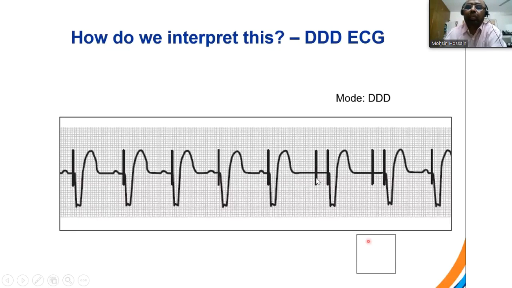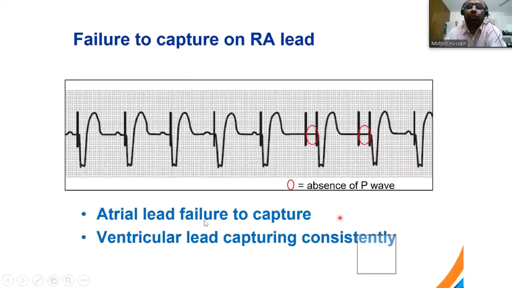The next issue you can see here is the atrial lead failure to capture. This is two beats, that is absence of P wave, but the ventricle is captured constantly. Sometimes we cannot see the P wave, but the spike is followed by the QRS. So very carefully, we have to see whether the P wave is capturing or not. So in this ECG, there is an absence of P wave, that is atrial failure to capture. This is failure to capture the P wave.